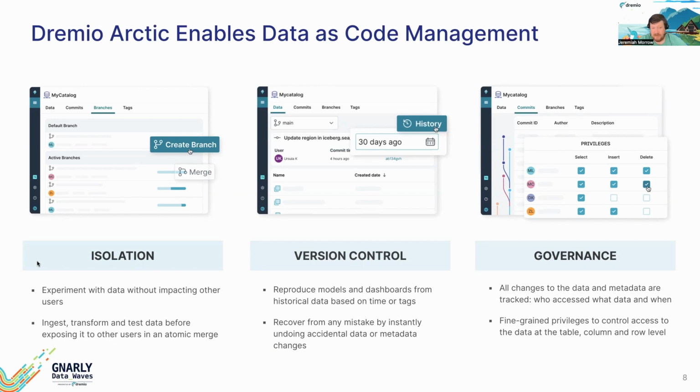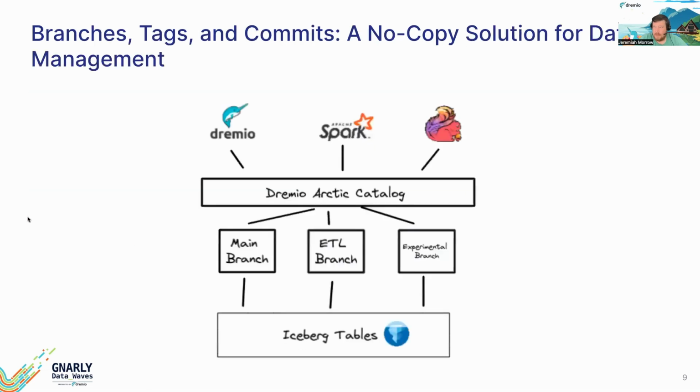It enables version control and governance. Users can quickly reproduce models and dashboards based on historical data. Organizations can easily recover from mistakes, and all changes are tracked so data teams know who accessed what data and when, and who is making commits.